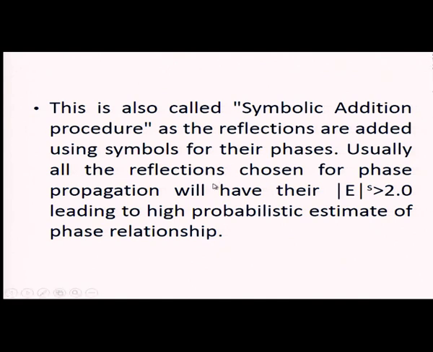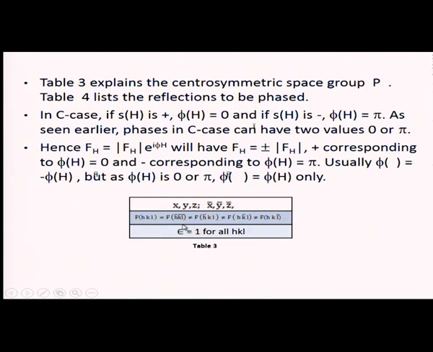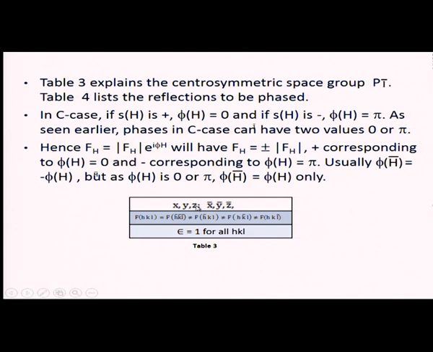Usually the reflections chosen for your propagation will have mod E values normally greater than 2.0, so that the estimate becomes probabilistically reliable. That is it. Now, we have a table. This tells you that this is a centrosymmetric structure. N atoms are positioned at x, y, z. Out of the total, N by 2 will be at x, y, z, and the other N by 2 will be at minus x, minus y, minus z. Okay. So, this we have already seen.